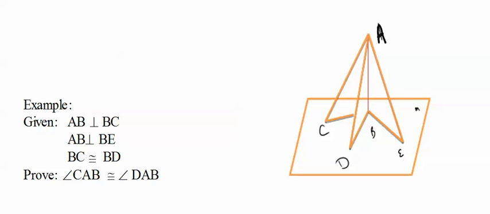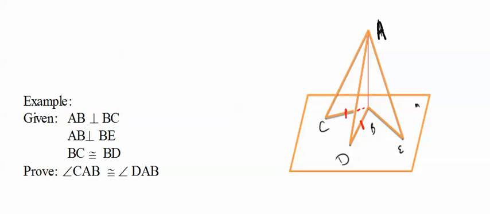Again, in the first example, we'll be looking at a three-dimensional figure. We're given that AB is perpendicular to BC, AB is perpendicular to BE, BC is congruent to BD, and we need to prove that angle CAB is congruent to angle DAB.